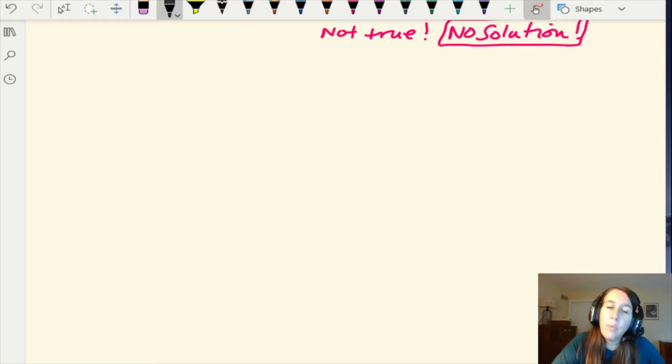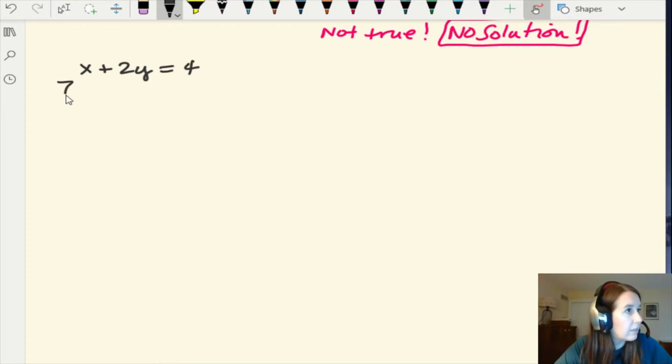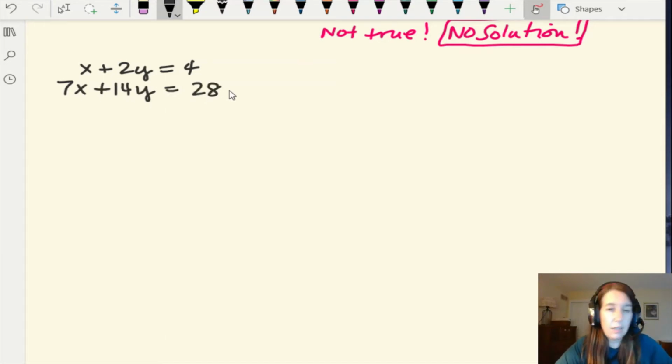Here we're going to look at one more example of two equations, two unknowns, and pick a method to solve those. So our third example is x plus 2y equals 4 and 7x plus 14y is equal to 28. Okay, now it's totally your decision whether you like to use substitution or elimination. Most people prefer elimination. I definitely prefer elimination.